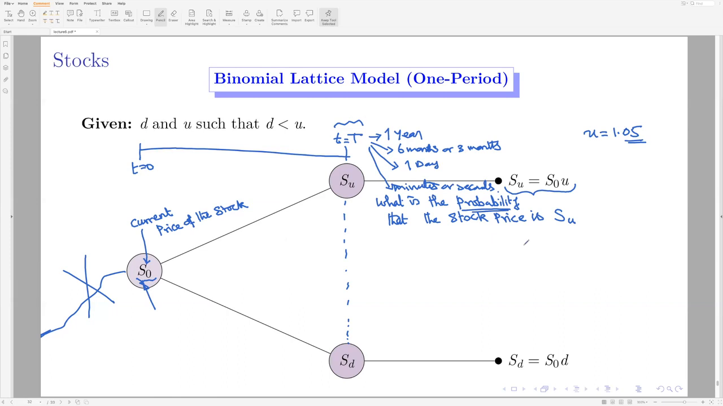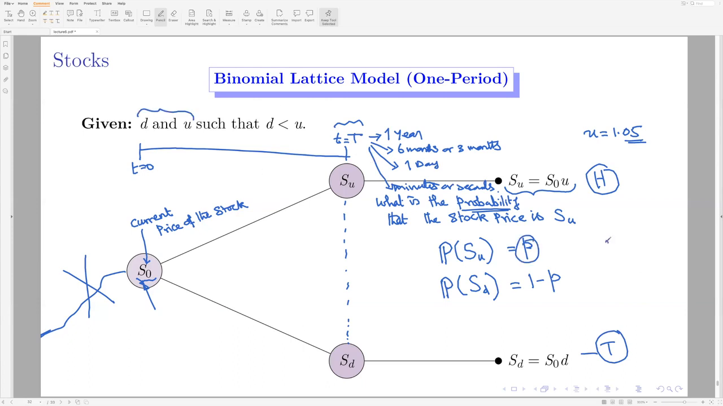Once you have, say, the probability of the event that the stock price touches S u as P, then we can take the other probability as 1 minus P. It is something like asking what is the probability that when you toss a coin, the head comes or the tail comes. So it's like that. Now in the binomial lattice model, we have to find what is U, what is D, and what is P.